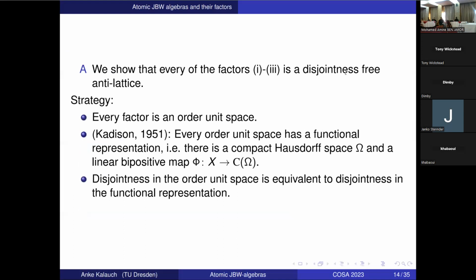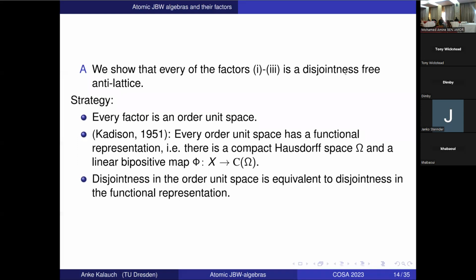with the first point. And the nice thing here is we get a result similar to the Ketterson result, that all of these objects, all of these factors are in fact disjointness-free anti-lattices. Yeah, this is what we could obtain. I am going to hide all the technicalities here. I just want to show you the strategy, what one can do to obtain this result.